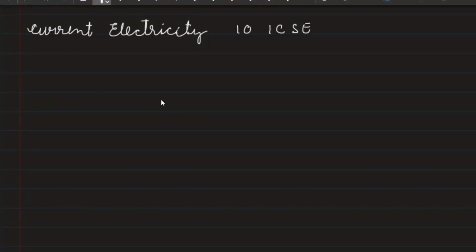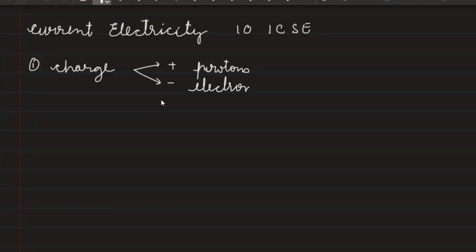So standard 10 current electricity, there is a slight revision of what we have done in standard 9 as well. We'll start with that. So the first thing that we are going to do is for charge. We know that there are two types of basic charges, positive and negative. So the positive one is protons and negative one is electrons.